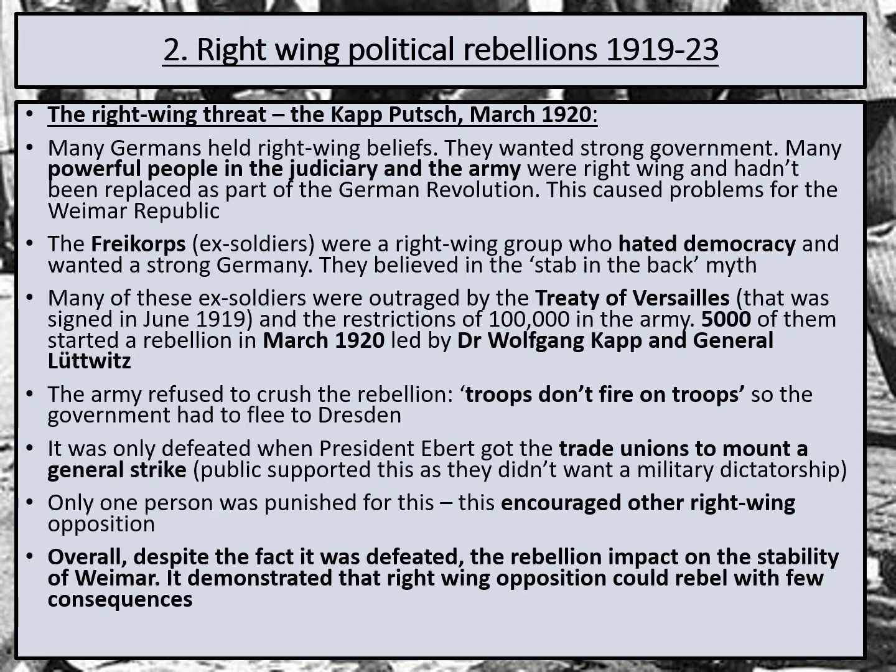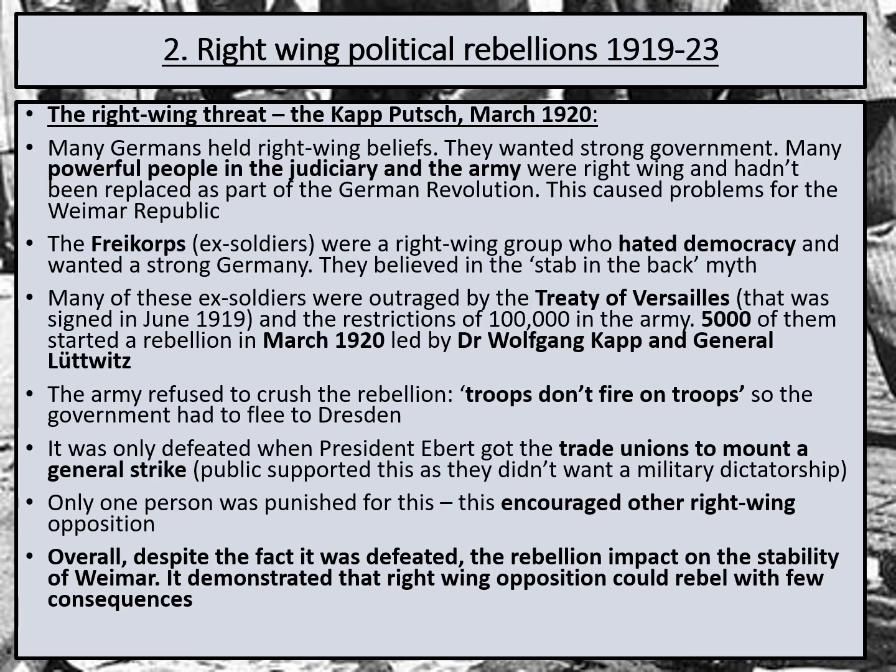So the first one that we need to understand is the Kapp Putsch from March 1920. This is quite a simple rebellion to understand. Many Germans had held these right-wing beliefs. What they wanted following World War I was strong government. And they didn't like the idea of democracy. Lots of people in the judiciary, that's the court system, so the judges, and the army were right-wing, and they hadn't been replaced when the revolution occurred and the Kaiser was gone at the end of World War I.